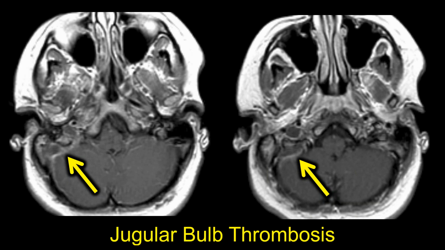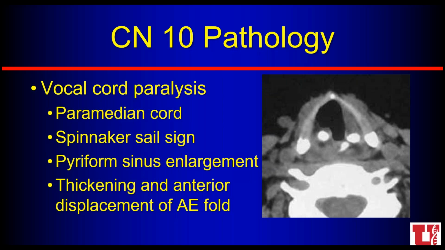Now, another pathology you want to remember, as we mentioned, the vagus nerve or cranial nerve 10 goes all the way down under the aorta on the left and the brachiocephalic on the right. So cranial nerve 10 pathology may cause a vocal cord paralysis. We talk about a spinnaker sail sign as being the primary sign of a cord paralysis, but we might see thickening of the aryepiglottic fold, and enlargement of the piriform sinus also in these cases. They're thought of as more common on the left than right if it is unilateral.